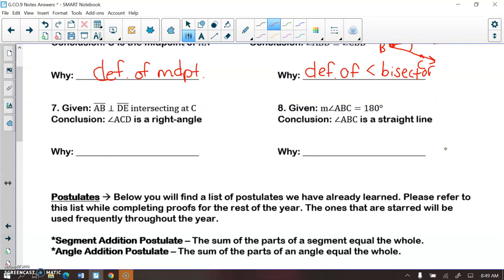AB is perpendicular to DE, intersecting at point C. So I have segment AB intersecting segment DE. I guess I drew lines, not segments, but that's okay. And C is the intersection point. And we know that angle ACD is considered a right angle. And that's because perpendicular lines create right angles. So that's the definition of perpendicular lines. You can use the symbol for perpendicular.